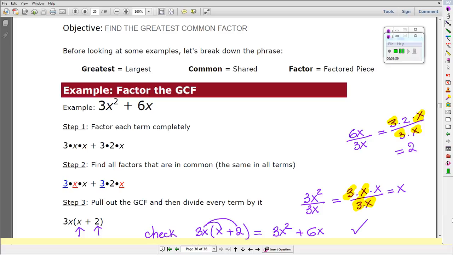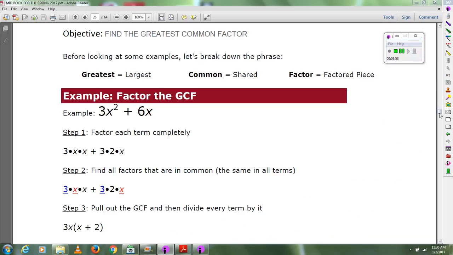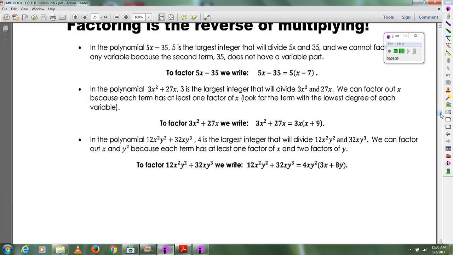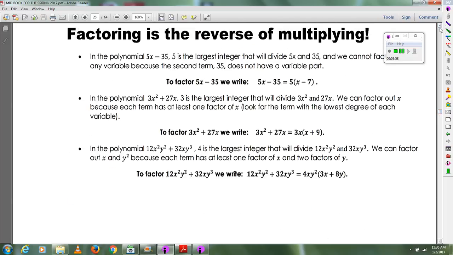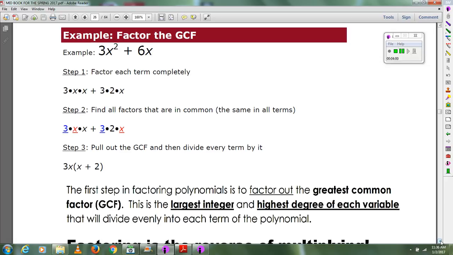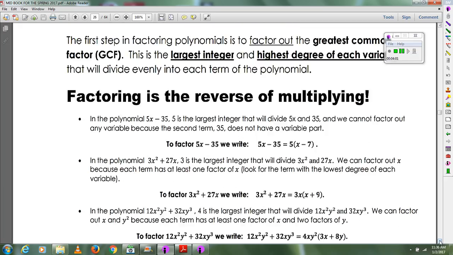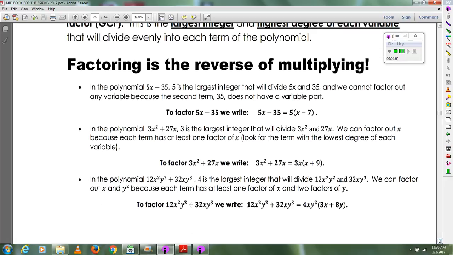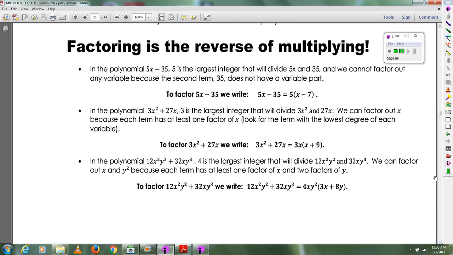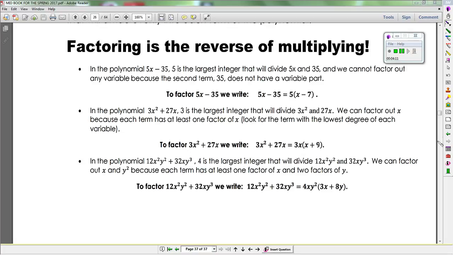So let's look at the next example. Again, in this example, I just want to make a note for you that factoring is the reverse of multiplying. So let's look at the first example here.